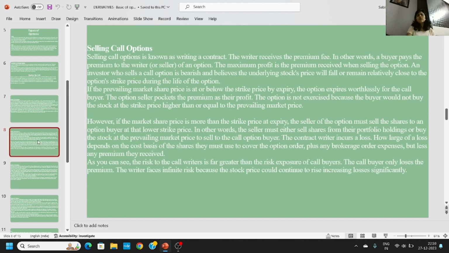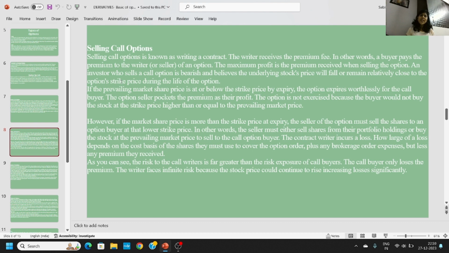Same thing in the selling call option. Selling call option is called writing of contract. Selling call option, another name is writing. Call writer, put writer, we have names. So the writer receives the premium fee. In other words, a buyer pays the premium to the writer or seller of the option. The maximum profit is the premium received when selling the option.